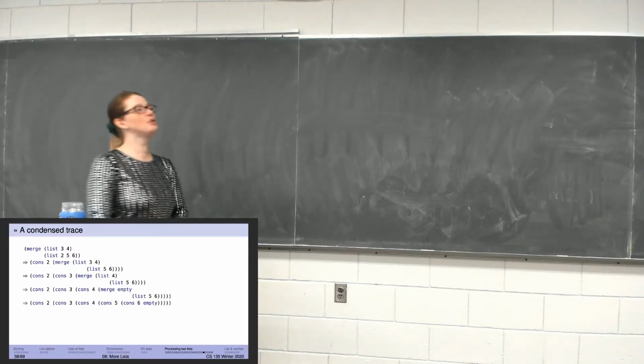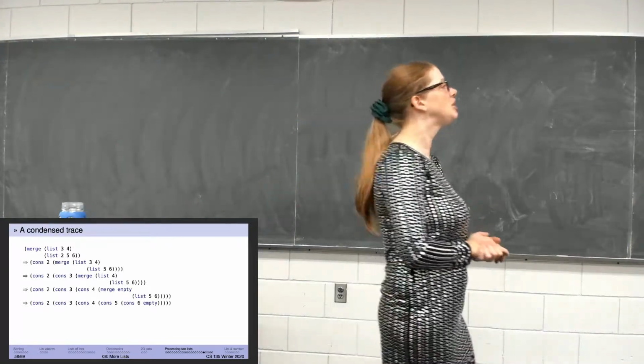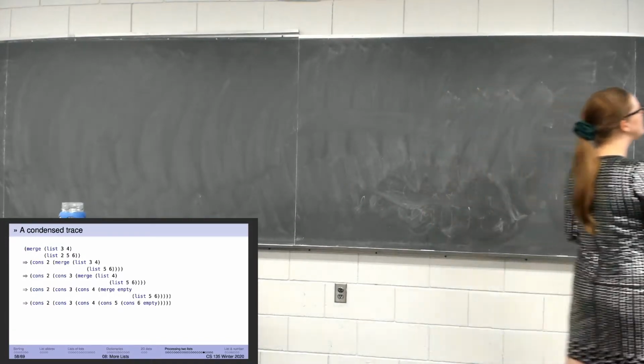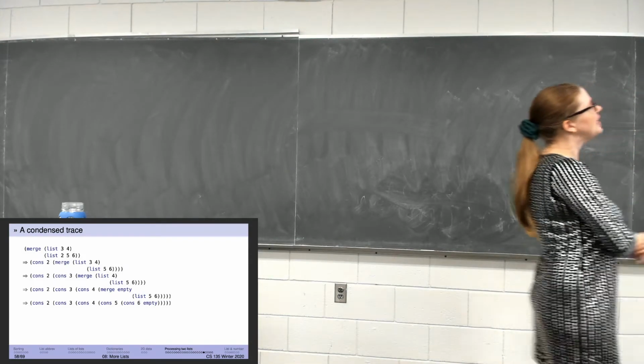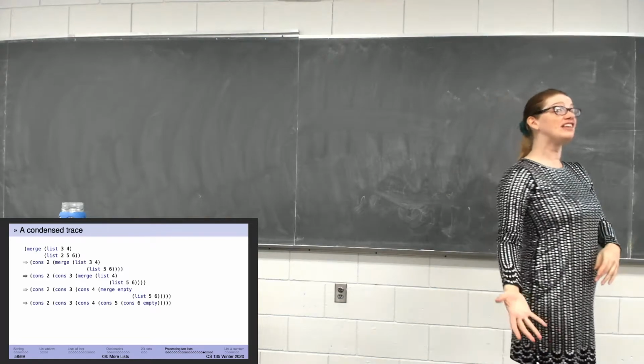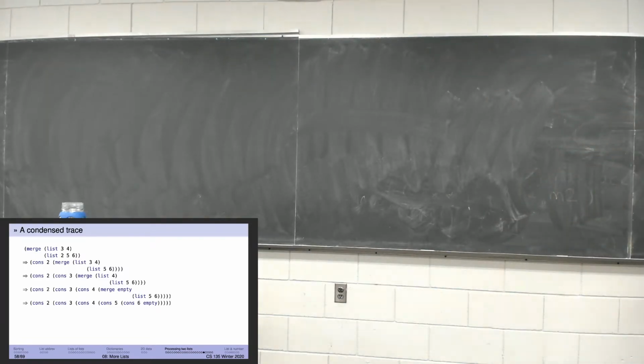So we can trace through merge here, and it doesn't matter if you use their implementation or my implementation. The condensed trace looks the same. We have the lists 3, 4, and list 2, 5, 6. And in our first application, we're going to take 2 from the second list, and we cons that onto the result of merging 3, 4 with 5, 6.